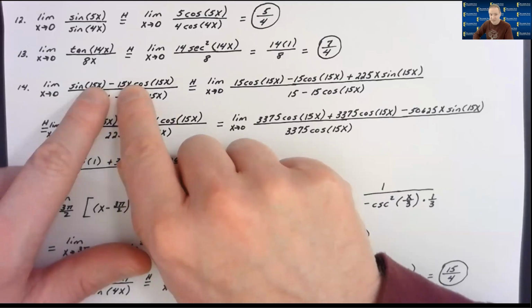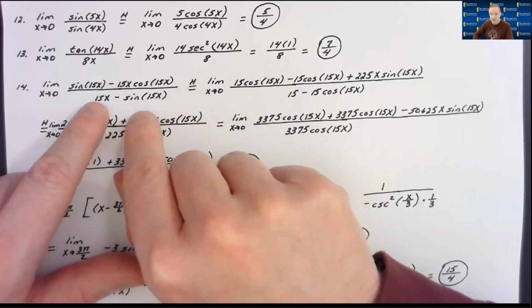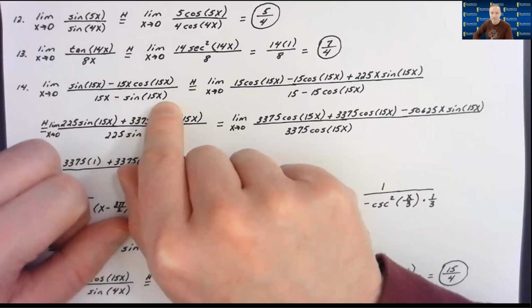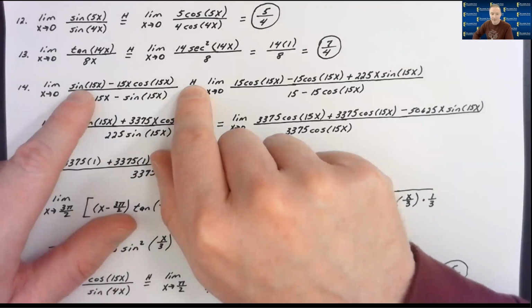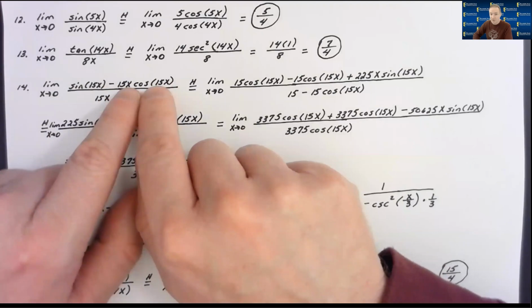15 times 0 makes that entire second product 0. Your denominator, you'd have 15 times 0 minus the sine of 0, still 0. So I use L'Hopital. And when I use L'Hopital, I have to remember I'll take the derivative of this term using the chain rule, derivative of this term using the product rule and chain rule.